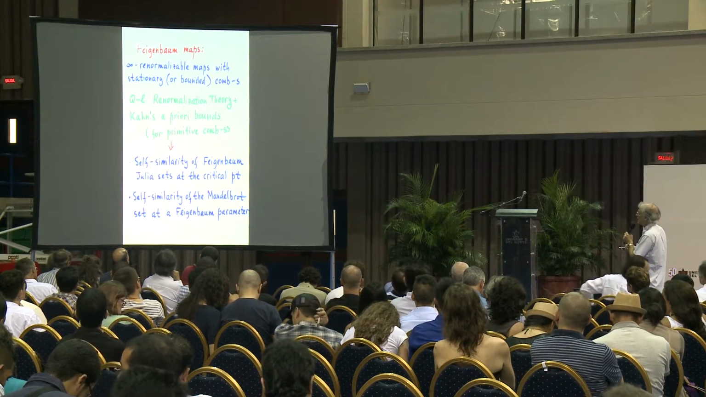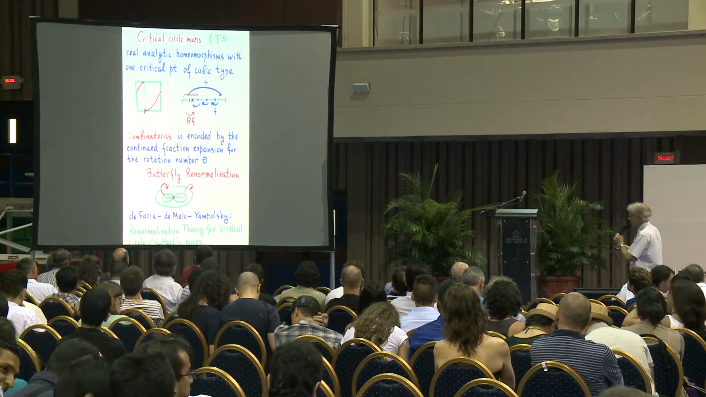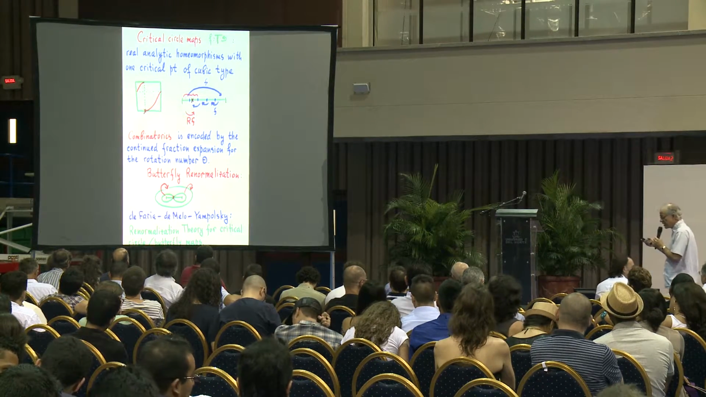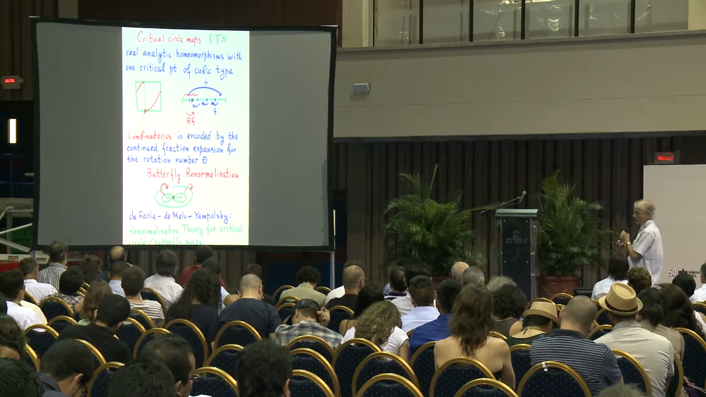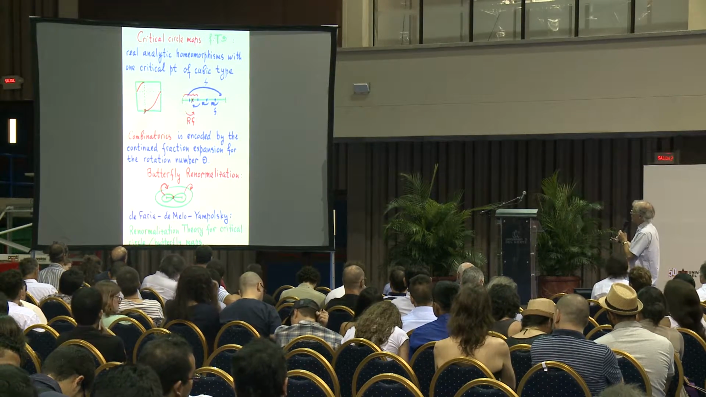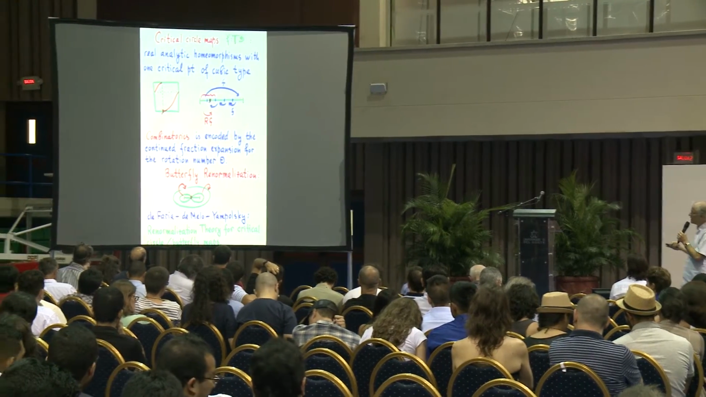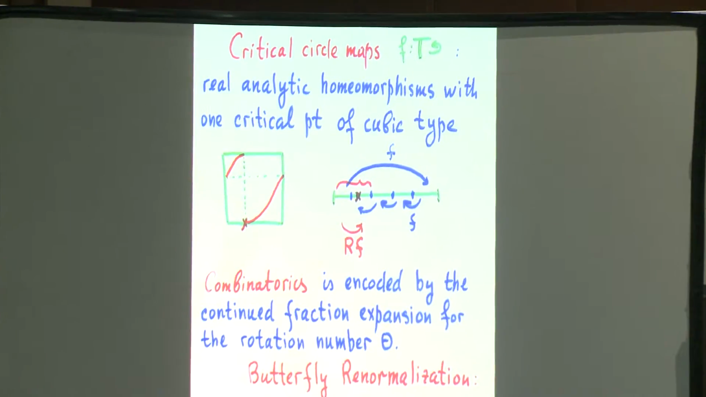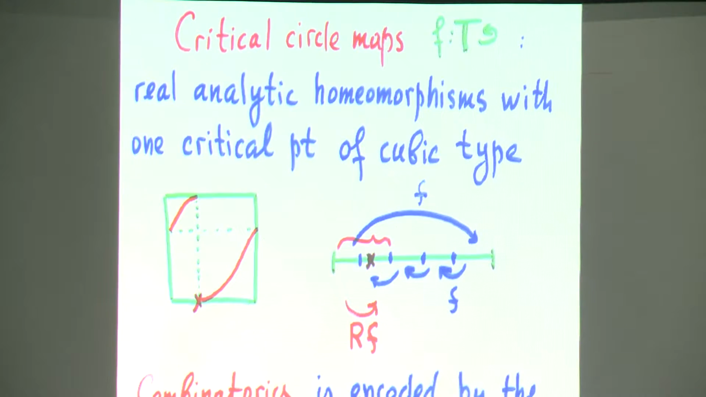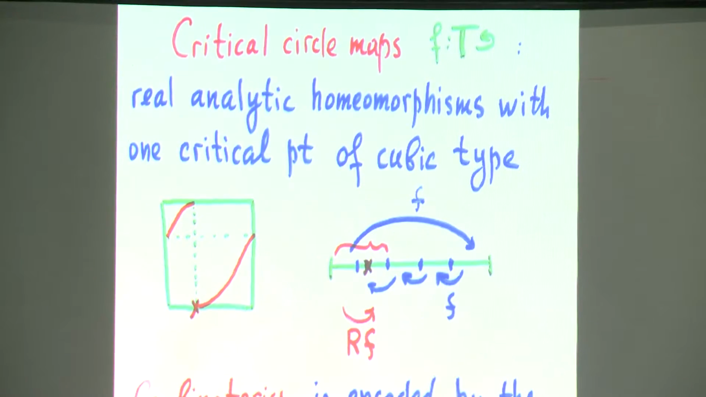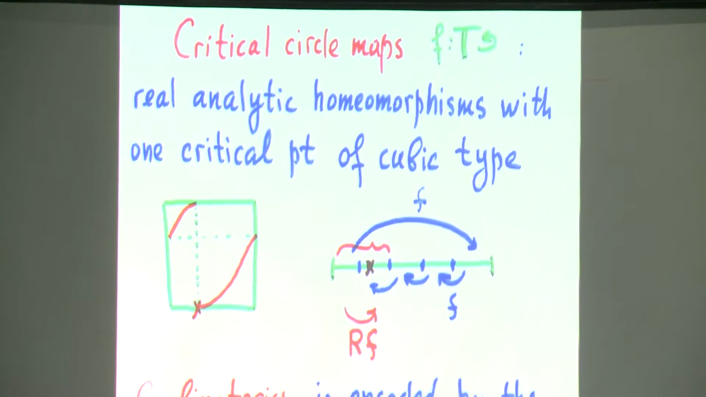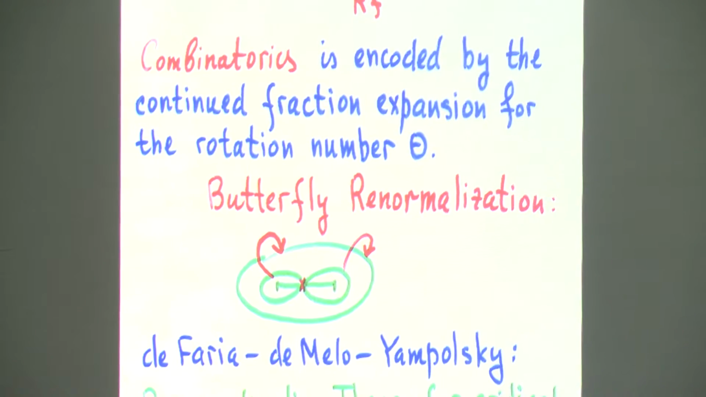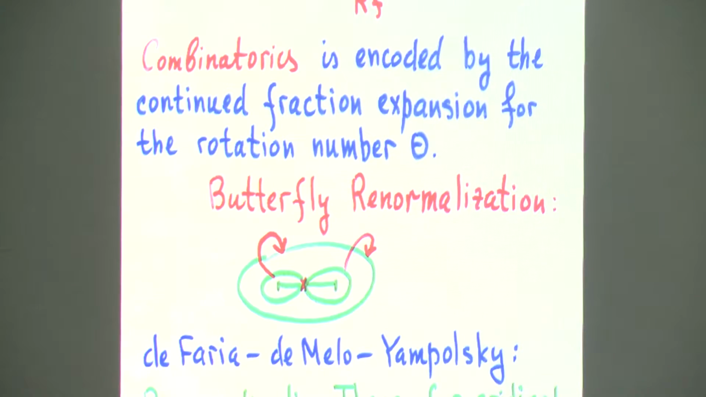Okay, so let us now proceed further to different types of renormalizations. So far we discussed renormalizations for unimodal maps and for their complexifications, and more generally for quadratic-like maps. And now another class of maps are critical circle maps. These are maps of the circle, analytic homeomorphisms of the circle which have one critical point of cubic type. If you cut your circle at one point you obtain an interval, and this map would look like that: a nonlinear interval exchange map with two branches like that, and one critical point. I put the critical point of cubic type here.